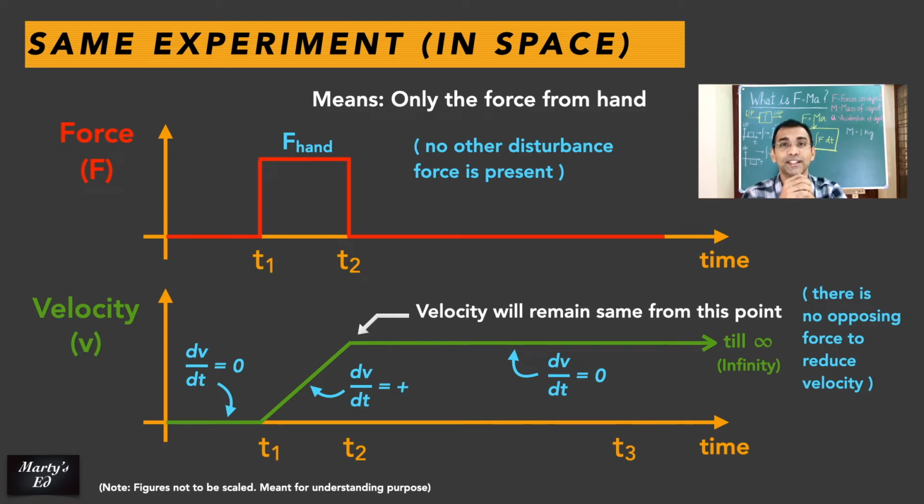You know, it sounds strange, but that's the reality. The velocity that it has acquired at time t2, it will remain till infinity, because there is no other force to stop it or to accelerate it in space. From time t2, the velocity is constant, which means the change in velocity with respect to time again is 0. You know, there is some velocity, but there is no change in velocity, so dv by dt is 0.